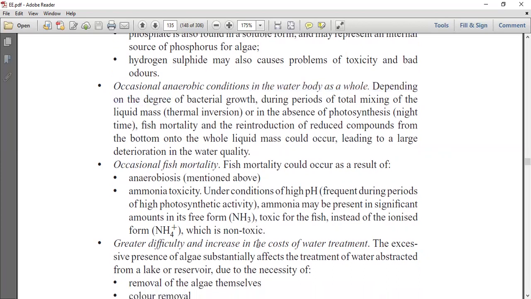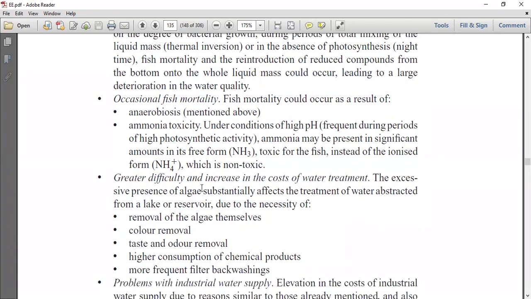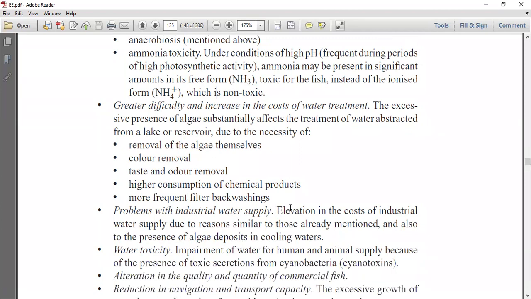Greater difficulty and increase in the cost of water treatment. The excessive presence of algae substantially affects the treatment of water abstracted from the lake or a reservoir, due to the necessity of, first, the removal of algae; second, color removal, taste and odor removal, higher consumption of chemical products, and more frequent filter backwashing. Problems with the industrial water supply.